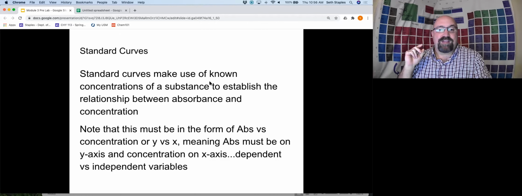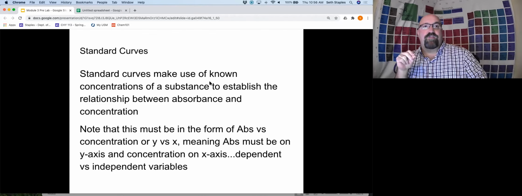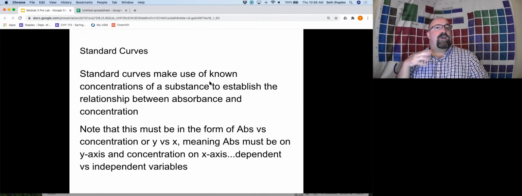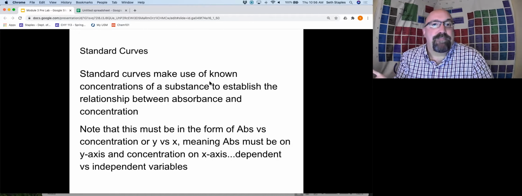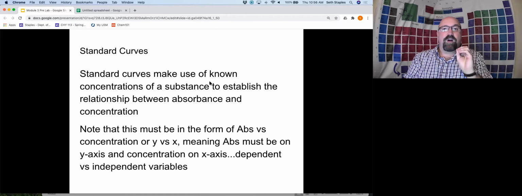And remember that that's in the form of y versus x. So absorbance must always be on your y-axis, and concentration must always be on your x-axis. Remember, back to graphing fundamentals, that's your dependent versus your independent variables. So what we are going to do is measure the absorbance of some of these known nitrate concentrations, and we're going to graph those and establish that relationship.